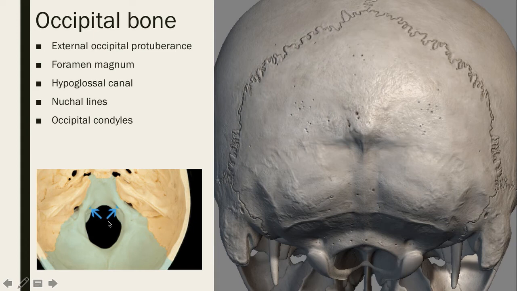Now the nuchal lines I don't have a great picture of. There is a better picture in your atlas, but basically they would be right here. This line and this line. Occipital condyles are right next to the foramen magnum. They're these big bumps right here at the base of the skull. It's right where your atlas or your very first vertebrae sits, right there, right where your neck starts. So those are called the occipital condyles right here.